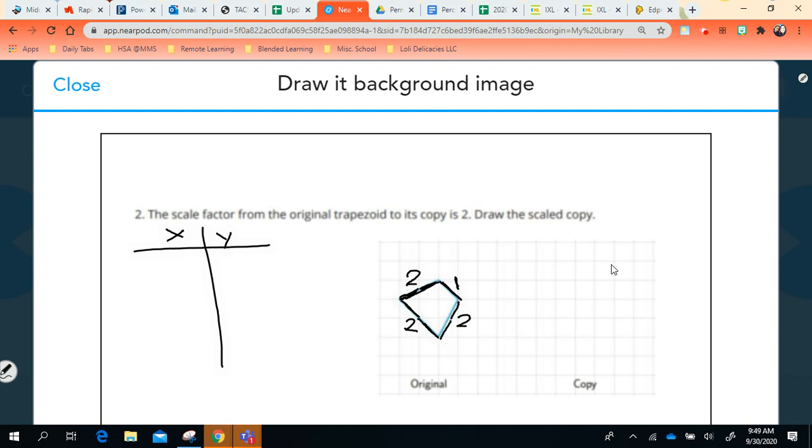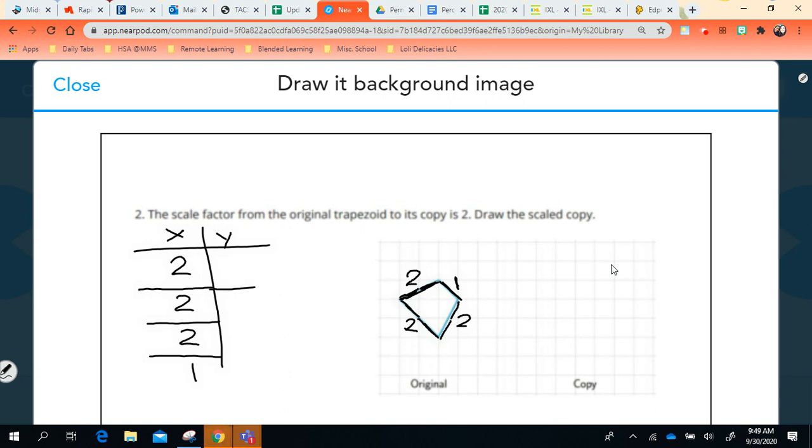So I put in 2, 2, 2, and 1. If you put those numbers in a different order, that's okay, as long as you're matching it with the correct side in the other shape.